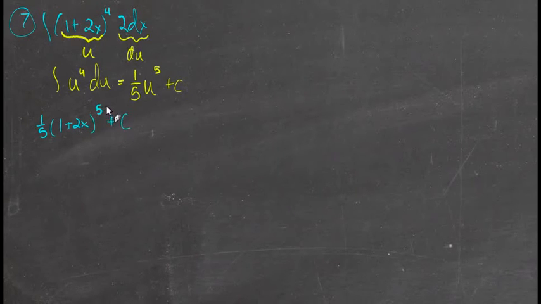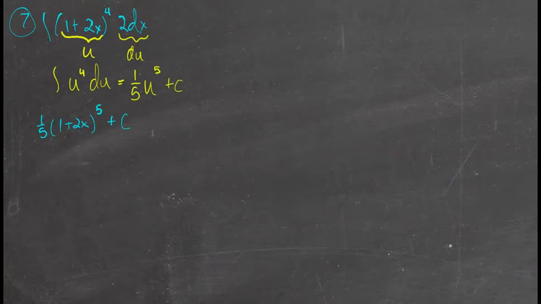And if we were to take the derivative of this, which would be the way we would check our answer, then 5 times 1/5 would be 1 right there. Subtract 1 from the power, that'd be 4, of 1 plus 2x, right? And then the chain rule says we'd multiply by the derivative of the inside, that's 2 dx. So that's our check to make sure that we have done the work correctly.